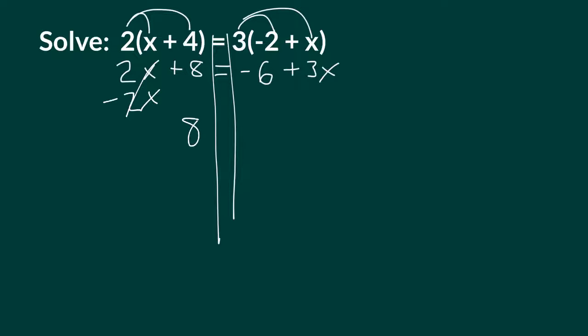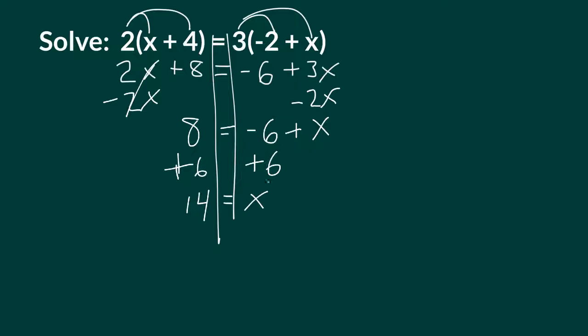Whatever you do to one side, same thing to the other. So I'm going to subtract 2x from here, which is going to give me negative 6 plus 1x, which is just x. Then it's just a one-step equation to solve from here. Take care of the negative 6 by adding 6. You get 14 is equal to x. And that's your final answer on that one.